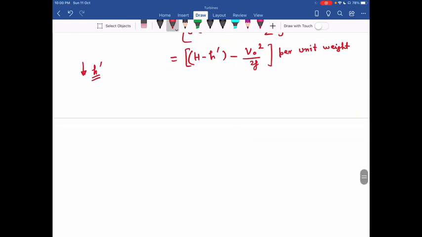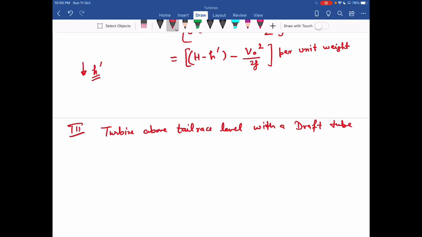Now the case 3 is, now turbine above tail race level with a draft tube of uniform cross section.